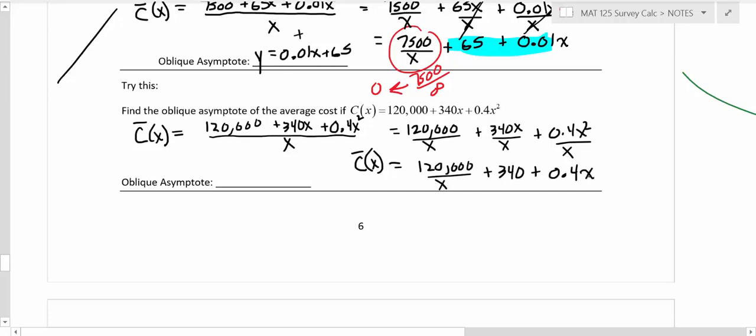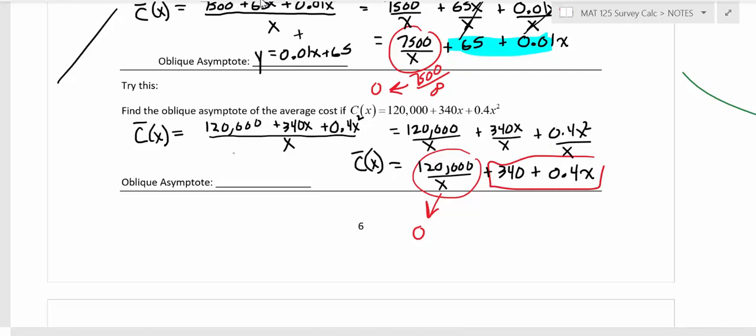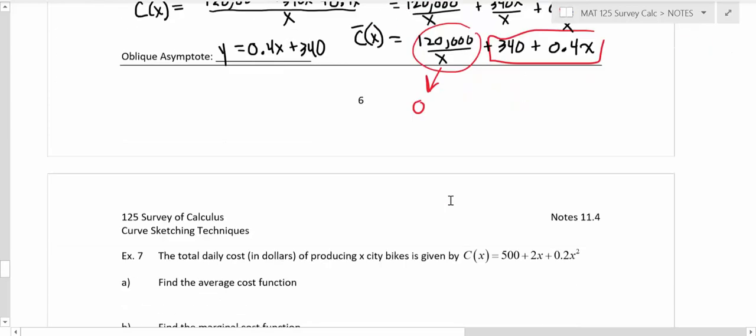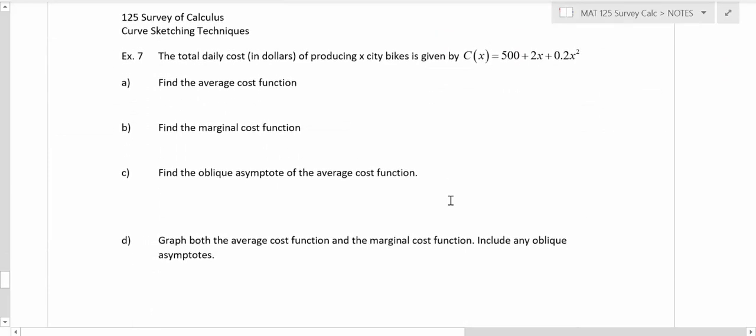Okay, got an answer? What's your answer? 0.4x plus 340, exactly. Nothing to it. Okay, that part right there goes to 0, and this is what's left over. So that is your oblique asymptote. Doesn't matter what order you write those two numbers in either. So that's a line, that's a linear function. Okay, that's the idea. All right, questions on how I'm doing an oblique asymptote? That's the easiest part of the section.